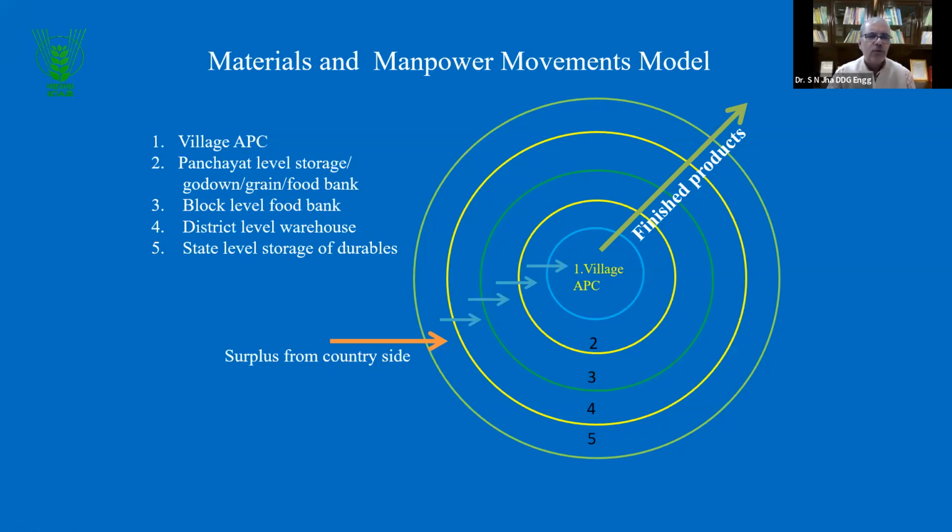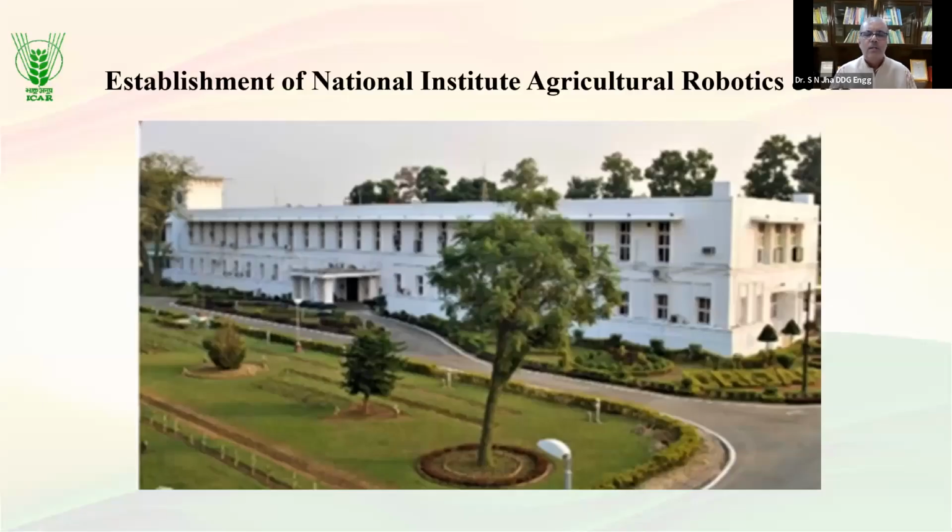And state level storage should be there, district level warehouse, block level food bank, then panchayat level storage, godown, grain, food bank. And I'm happy to tell you today itself that we have received a cabinet note to give our input in this aspect, on food grain storage system development under the Ministry of Cooperation. They have asked, and we have given our input under this principle.